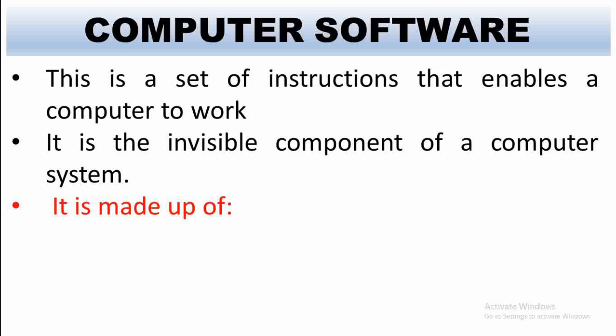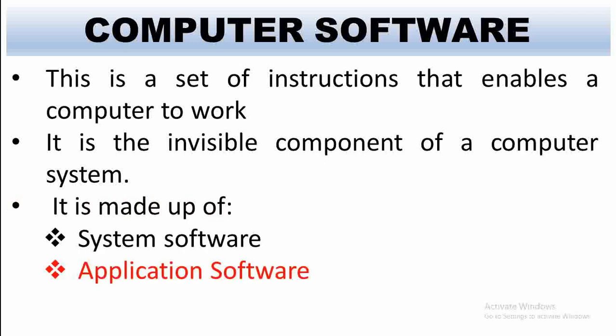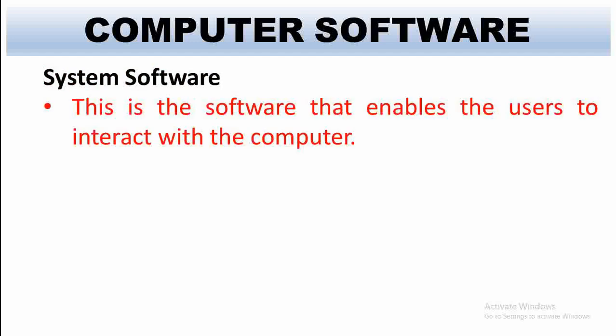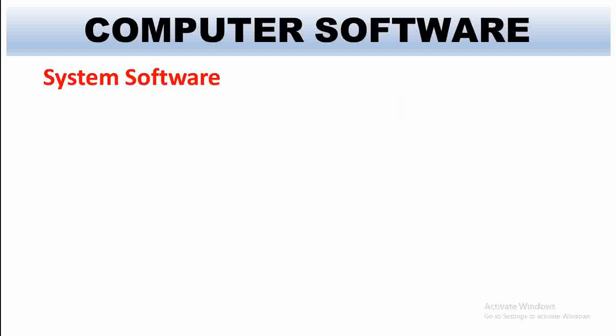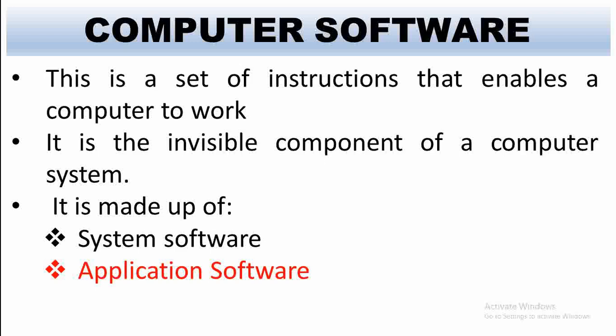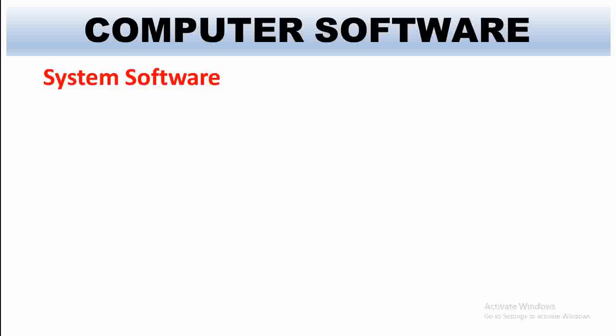Computer software is made up of the system software and the application software. System software and application software, those are the two types of software that we have. So let's start with the first one, which is system software.